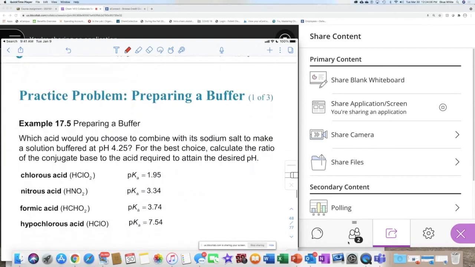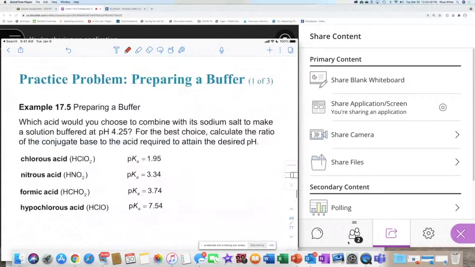Okay, here's a problem dealing with buffers. I'm only going to answer the first part of the second part. Which acid would you choose to combine with the sodium salt? Oh, so we're making an acidic buffer because they said which acid. I can see that from here. These are all acid, acid, acid, acid, and they're all pKa, pKa, pKa. Got it.